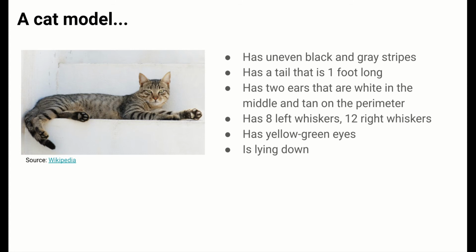Suppose that we're trying to develop a model to identify cat pictures from non-cat pictures, and we develop the model described on the right, based on the picture shown here. Cats have uneven black and gray stripes. They have tails that are 1 foot long. They have 2 ears that are white in the middle and tan on the perimeter, 8 left and 12 right whiskers, yellow-green eyes. They're lying down. Is our model a good one? Will it do a good job of identifying cat pictures?